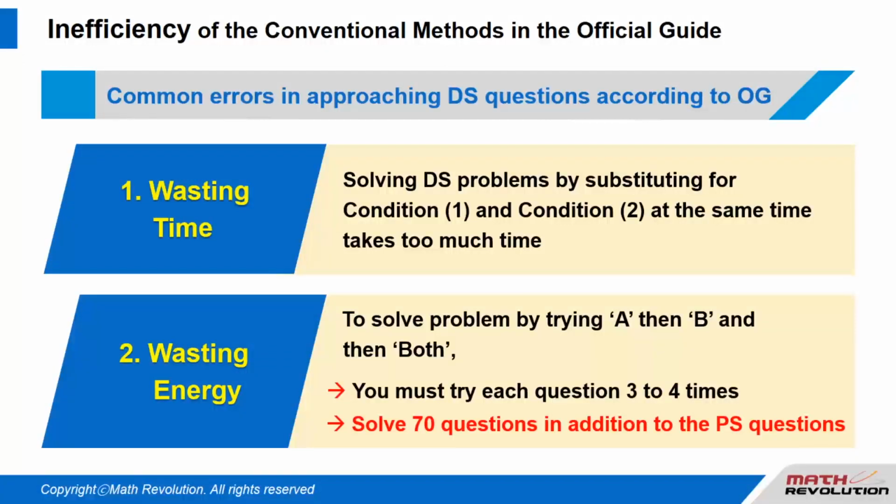2. Wasting energy. To solve a problem by trying A, and then B, and then A and B, you must try each question 3 to 4 times. So effectively, this makes you solve 70 questions in addition to the PS questions. Consequently, a tremendous amount of energy is wasted.